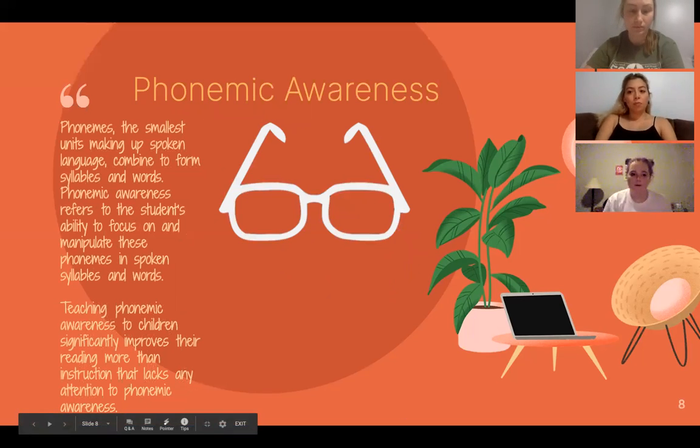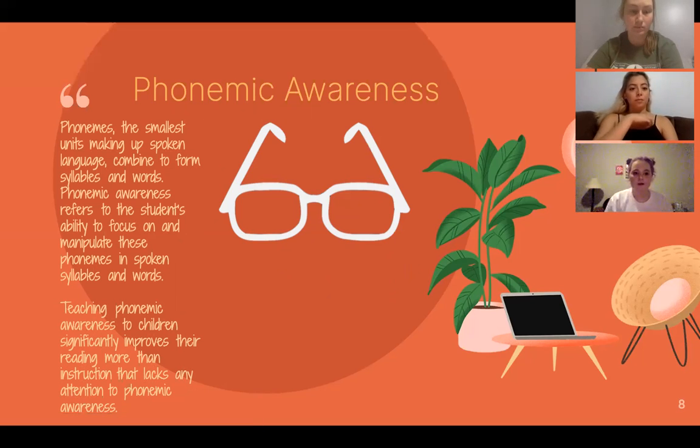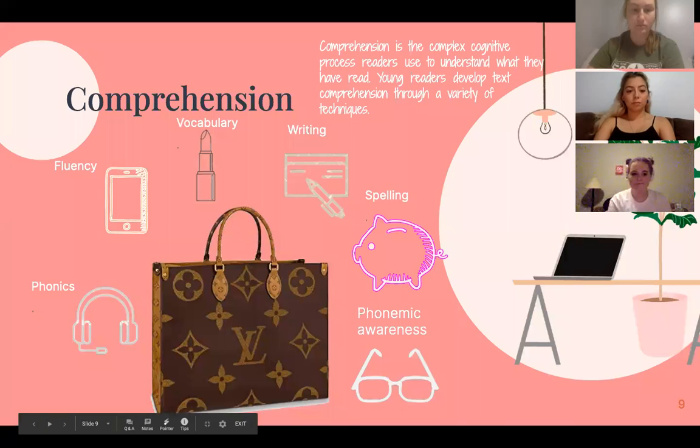So for phonemic awareness, phonemes are the smallest units making up spoken language, combined to form syllables and words. Phonemic awareness refers to the student's ability to focus on and manipulate these phonemes in spoken syllables and words. Teaching phonemic awareness to children significantly improves their reading more than instruction that lacks any attention to phonemic awareness. So students need to be able to see each part of a word to understand what they're reading, and so that's why we chose the glasses here.